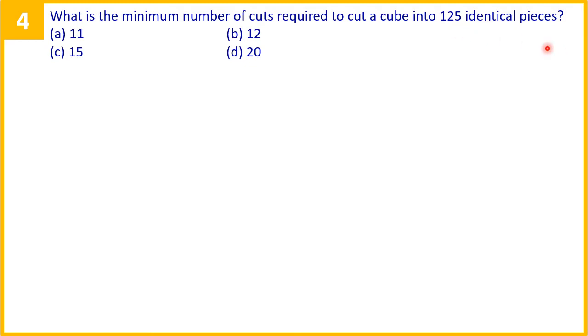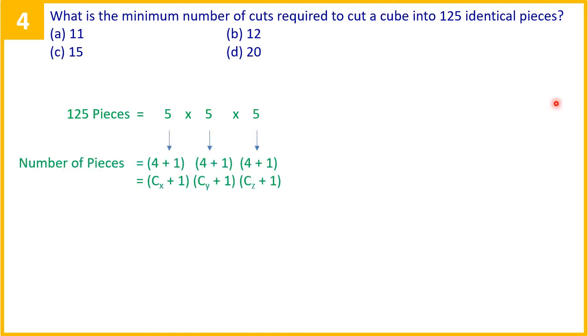So what we will do here, we will factorize the number 125 as a product of 3 numbers which are as close as possible. So 125 can be written as 5 into 5 into 5, as 125 is a perfect cube. Now this 5 can be written as 4 plus 1, here also 4 plus 1, and here also 4 plus 1. So the number of cuts in X direction are 4, in Y direction are 4, and in Z direction are also 4. So in 12 cuts, we can obtain 125 identical pieces. So minimum 12 cuts are required.